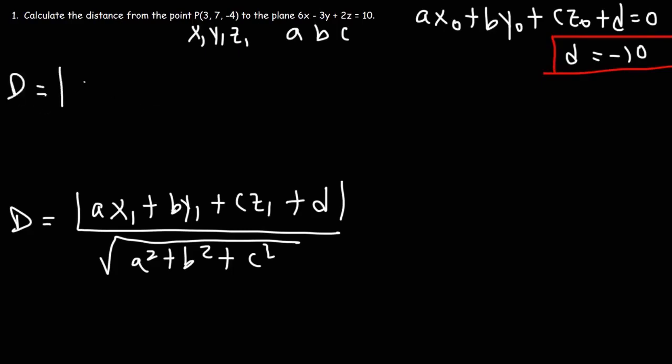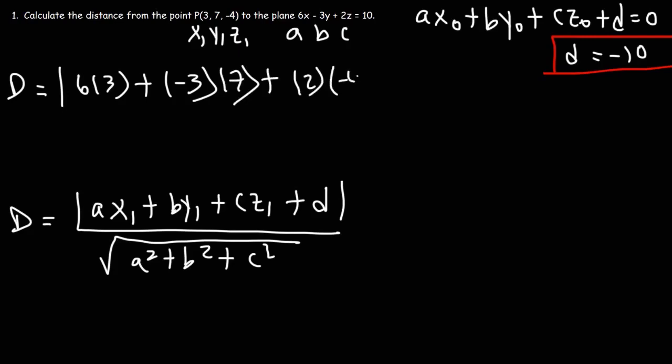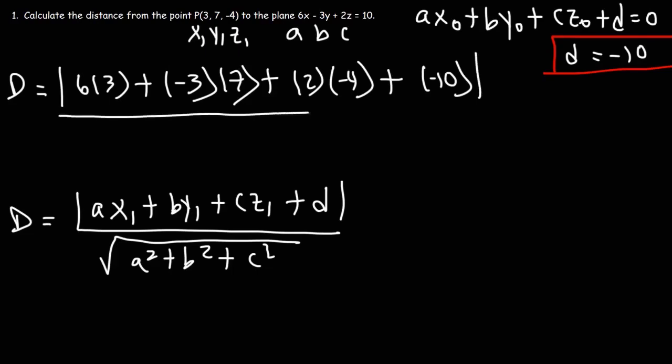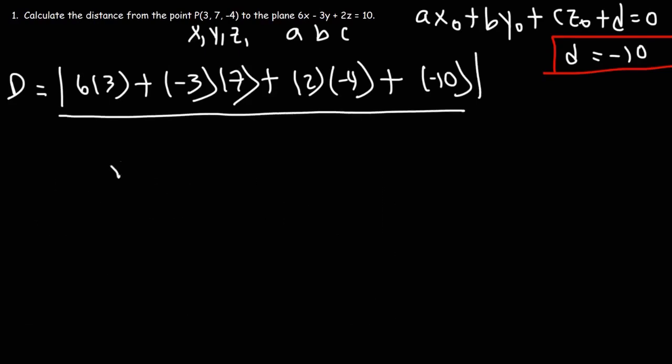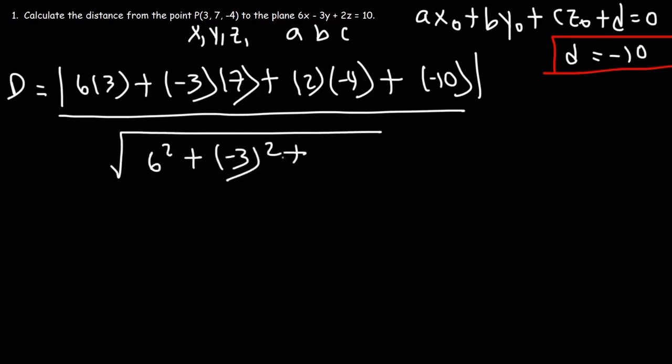So A is 6 times x1, which is 3. B is -3. y1 is 7. C is 2. z1 is -4. And D is -10. So all divided by the square root of a squared. So that's 6 squared plus b squared. That's -3 squared plus c squared, which is 2, so 2 squared.